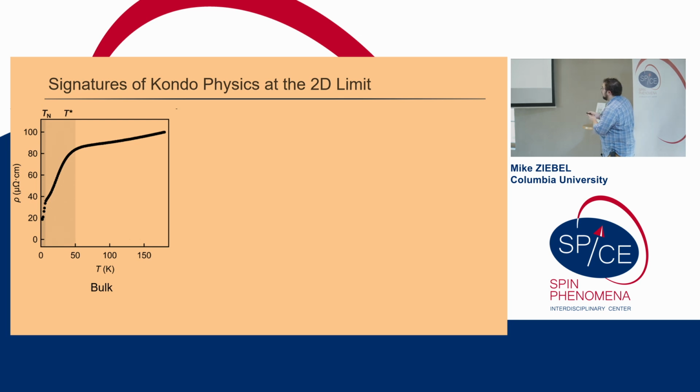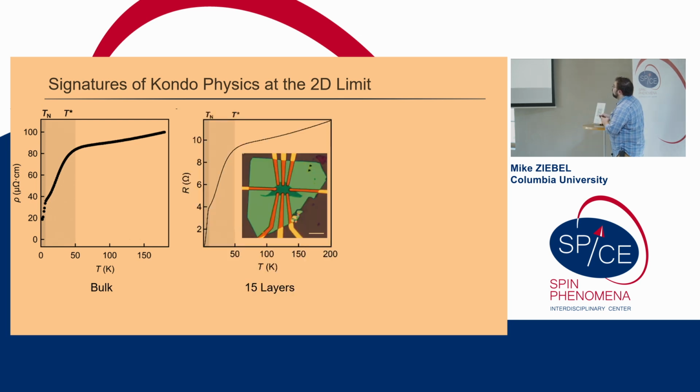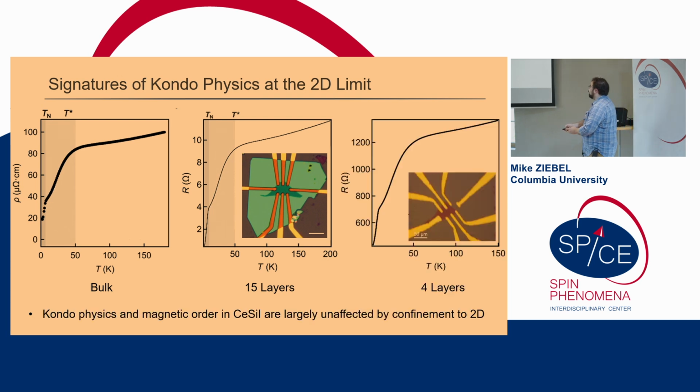So here I'm once again showing the bulk transport data on cerium silicon iodide. If we compare this to resistivity measurements on a 15-layer flake, we see the exact same feature around 50 Kelvin and at 7 Kelvin. And if we go even thinner to 4 layers, we again see a broad drop around 50 Kelvin and a magnetic ordering transition at 7 Kelvin. And we have since done this even thinner on bilayer samples.